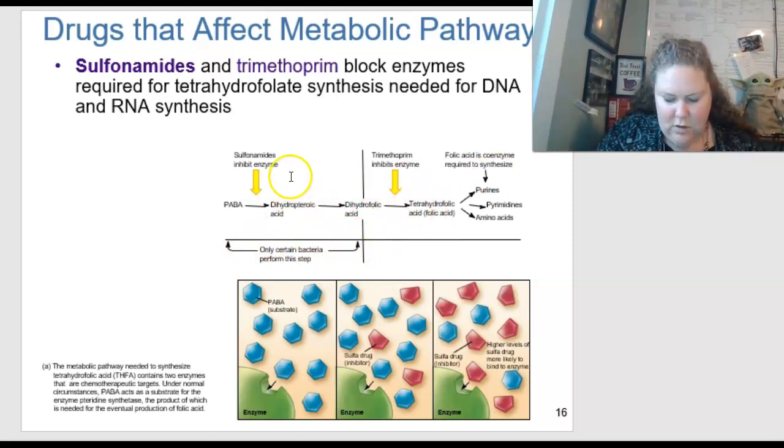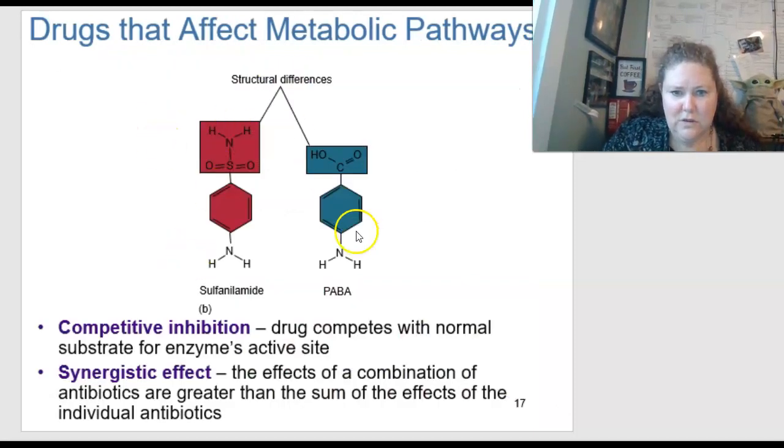Okay, and so only certain bacteria can perform this step, and basically this is that tetrahydrofolic acid, otherwise known as folic acid, and this branches off to make your folic acid derivatives. Okay, so what happens down here is that the formula of the sulfonamide molecule is compared alongside PABA. That part is missing. It's actually right here. Okay, so you can see the very similar shape. And so this is why it's competitive inhibition. We'll go back to that in a second.